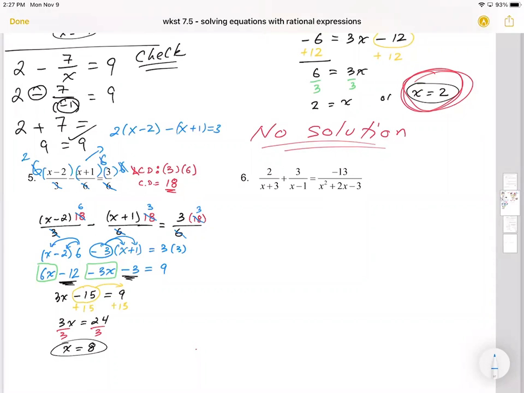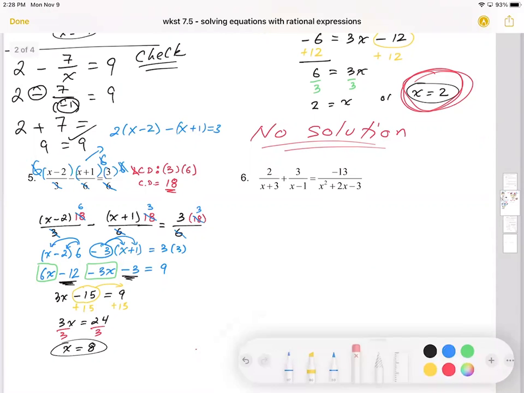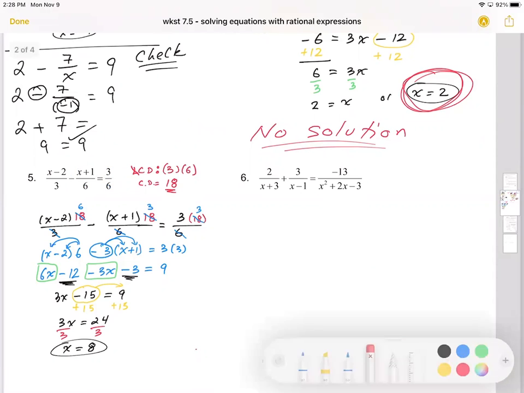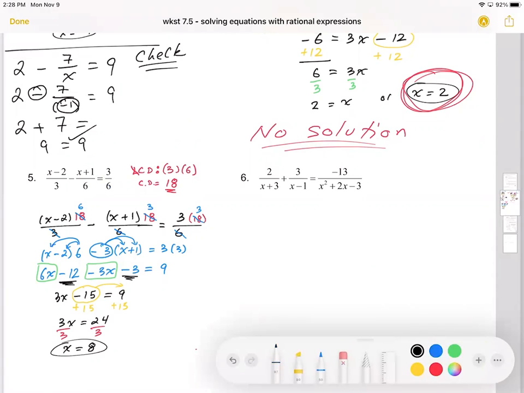Okay. But again, regardless of how you do it, any question here in terms of number 5? If you don't have questions, let's take a look at number 6, our last problem.